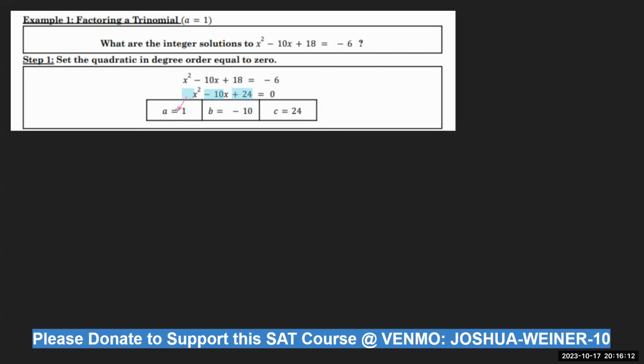Those will serve as our ABCs. A is 1, it's just not written. Negative 10 is B, and positive 24 is C. The way we solve for how to factor the quadratic is we take C, and we find the factors of C equals 24, and we want two integers that add to B equals negative 10.